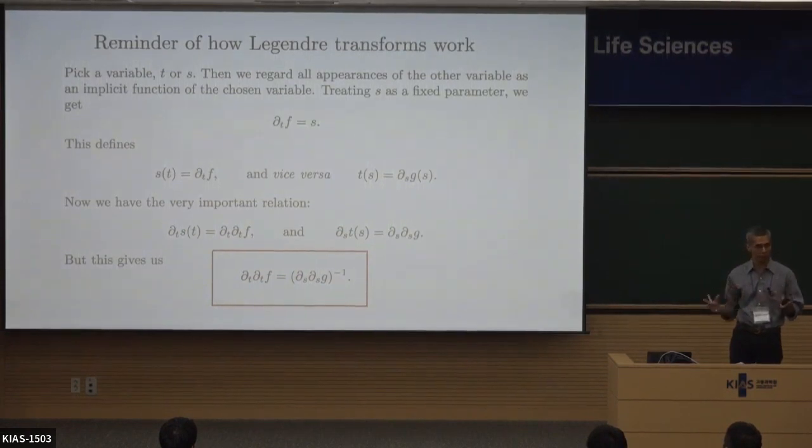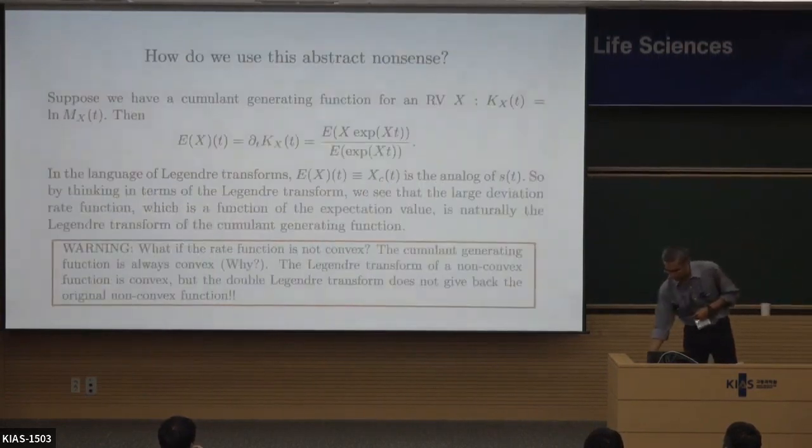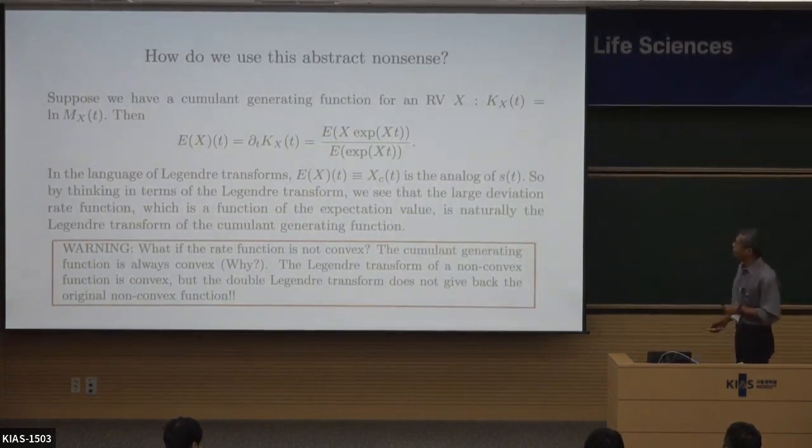The matrix, right? But by the chain rule, that means that this second derivative matrix of G is the inverse of the second derivative matrix of F with respect to T, right? As matrices, this is the inverse of this, because dt ds is the inverse of ds dt, right? Multivariable calculus.